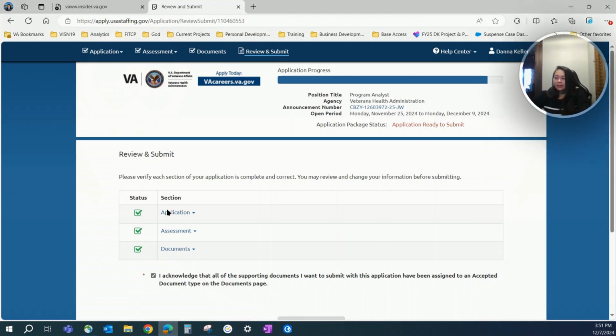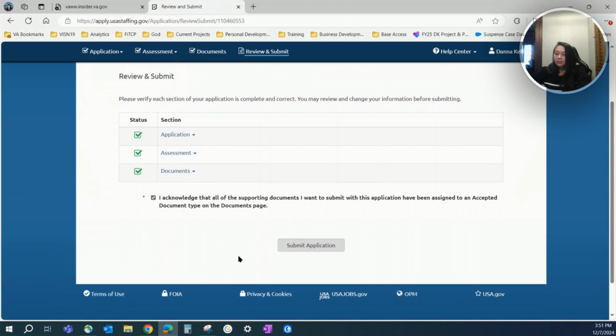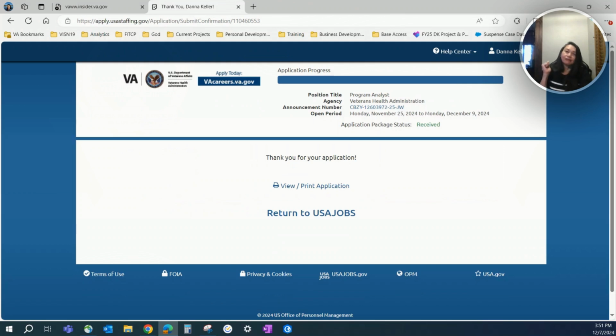You have filled out your application, you've completed your assessment, and you uploaded your documents, and then you submit the application. And that's it. So now expect to receive a notification that you applied, and it's going to go to your email, and as the status changes and you move through the process, it's going to send you information.